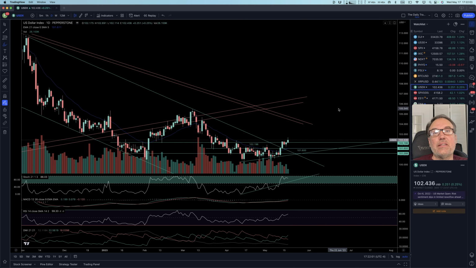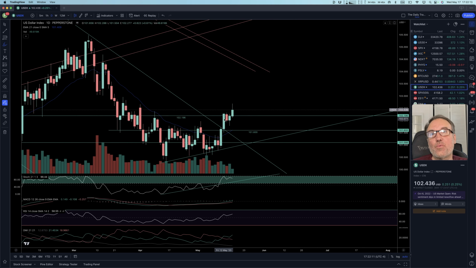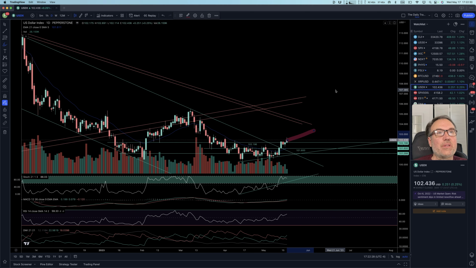And last but not least, the US dollar. We have stochastic over 60 and stochastic is at 88. And we have now broken again 102.196. We tried it on May 12th. Then the next day we came back in. We came back below. On May 16th, we were still below, and now we are frankly above it. So let's see if we can start moving a little bit higher.